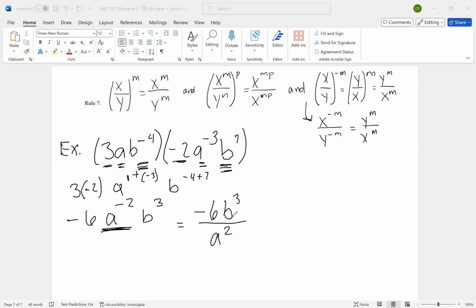So now that you have seen all 7 rules, you should be able to tackle some of the more complicated problems where you will have to use multiple rules to figure out the answer. All right.